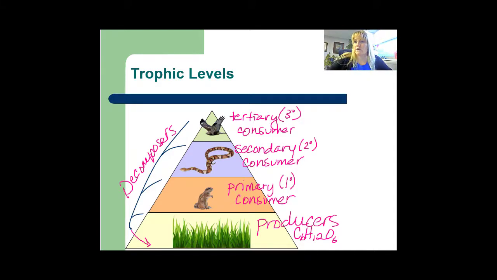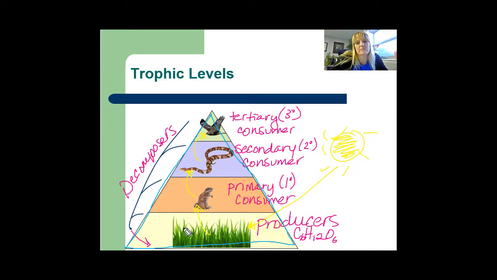Okay, so again, you have the sun, and producers harvest the energy from the sun to create organic molecules. That energy is then transferred into the herbivores or the primary consumers. When the secondary consumers consume a primary consumer, the energy transfers up again, and then up to the tertiary level. And the reason it is this triangle shape is because this also represents the amount of energy available. So each level you go up, there's less energy.